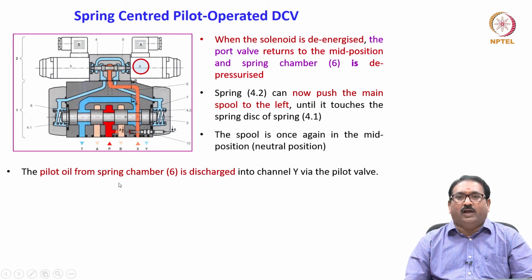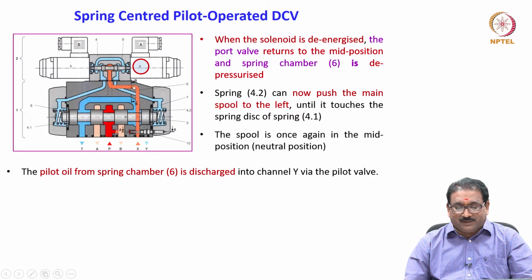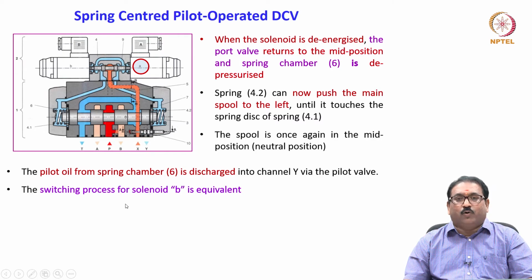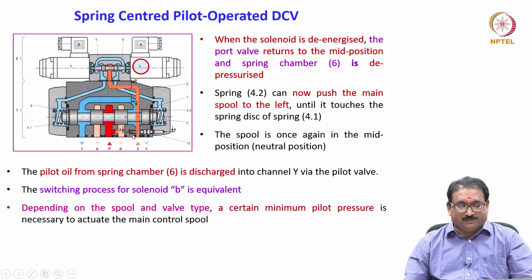The pilot oil from the spring chamber 6 is discharged through the Y pilot line. The switching process for B is also the same. If B is energized, then the flow goes to this side and it will compress. When you remove the signal, it will come to the middle position.